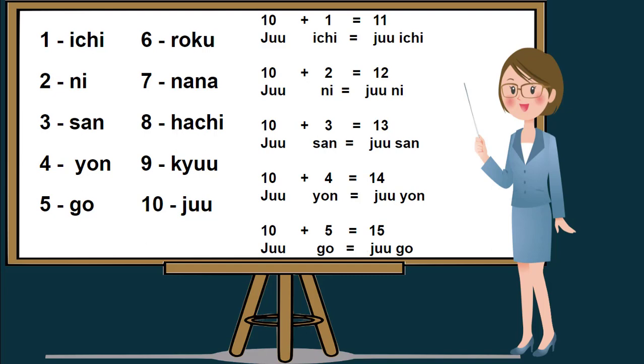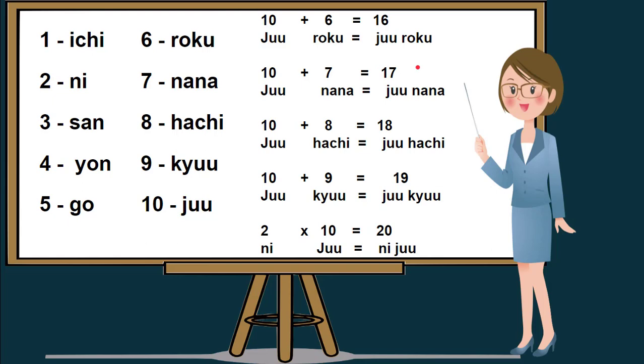Let's count once again from 11 to 15. Please repeat after me. Juichi, juni, jusang, juyong, jugo. Very good. Now let's try to count from 16 to 20.